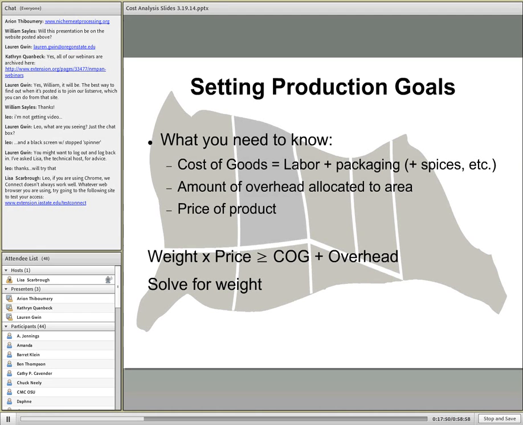In our equation, weight times price is greater than cost of goods and overhead. Cost of goods and overhead, again, are $1,000. Our price is 50 cents. The weight we have to solve for, meaning how many carcass pounds I have to cut to make this equation balance in my favor, is 2,000 pounds, right? Of course, I'd ask one of you in the audience, but it's too cumbersome with the typing.